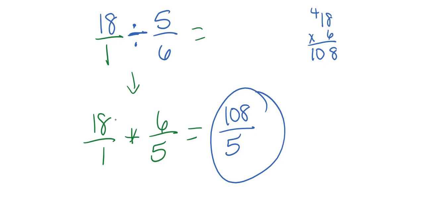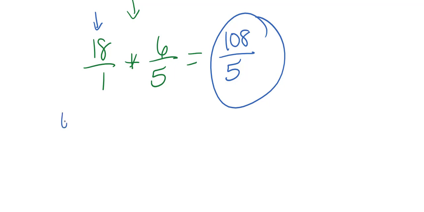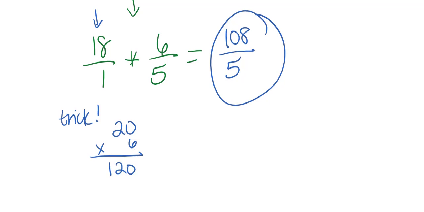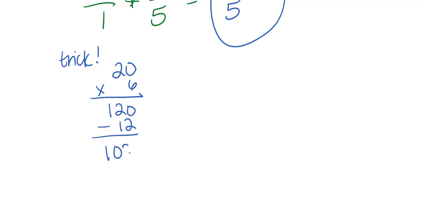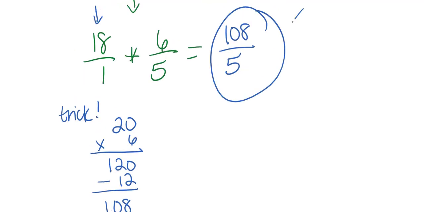Now another way we could have done this, here's a little trick just to kind of see. If we round 18 to the nearest 10, so that's 20, go ahead and multiply that. Well, 20 times 6 is a little bit easier to do in our heads. That's 120. Now we notice that we need to subtract 2 every time we did it. So 2 times 6 is 12. We can subtract the 12 and we get 108, which is what we got right there.